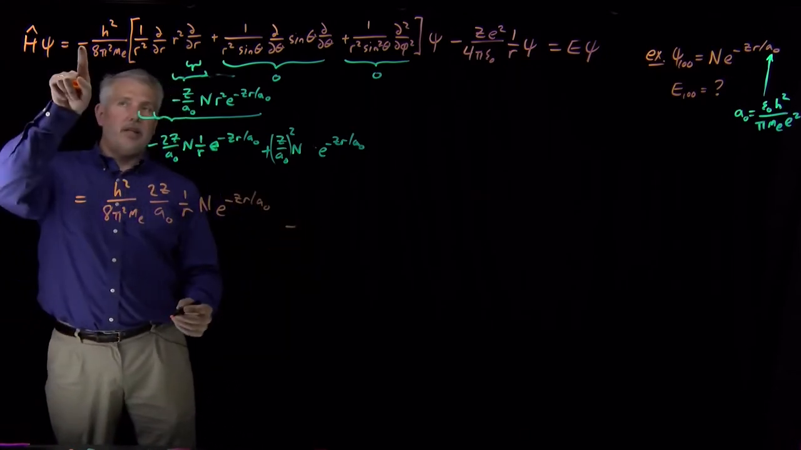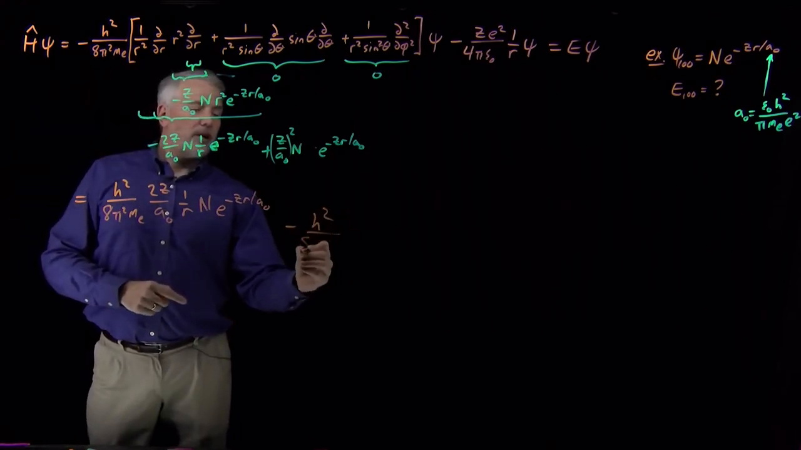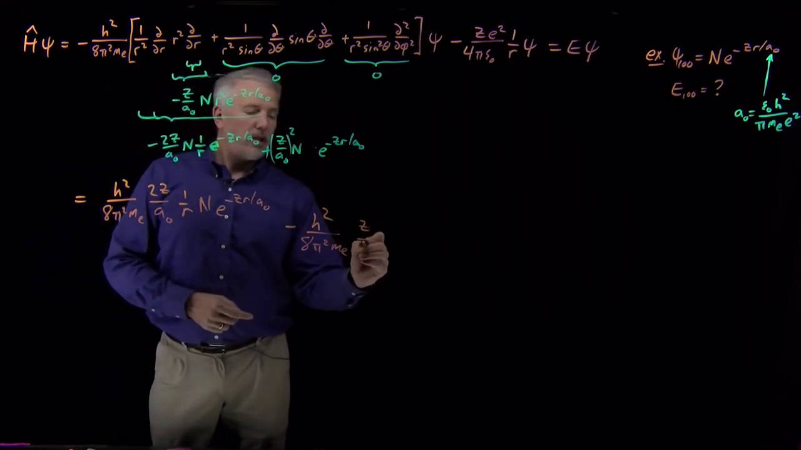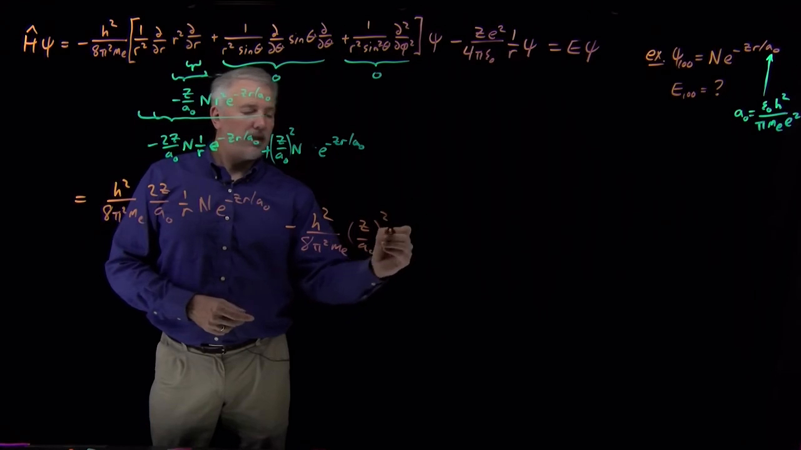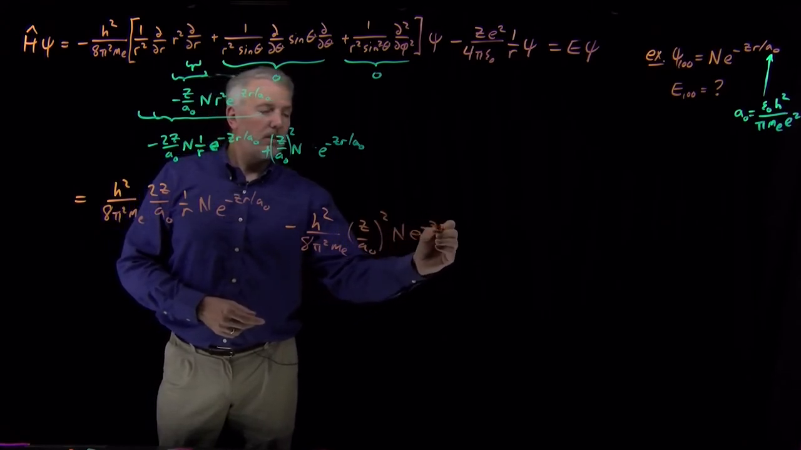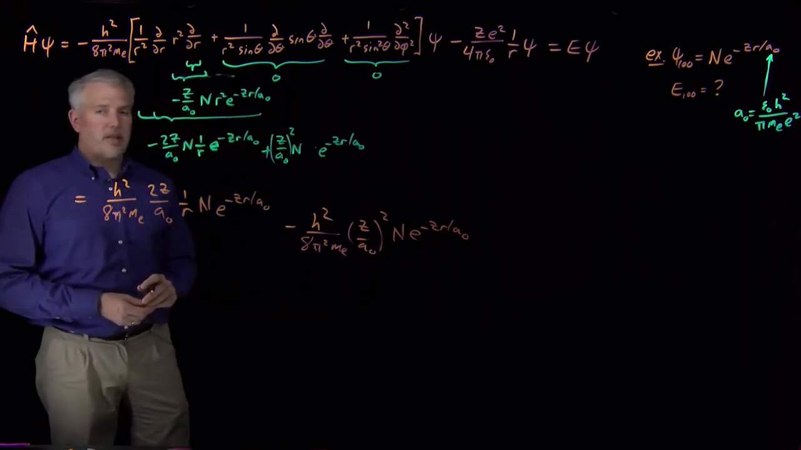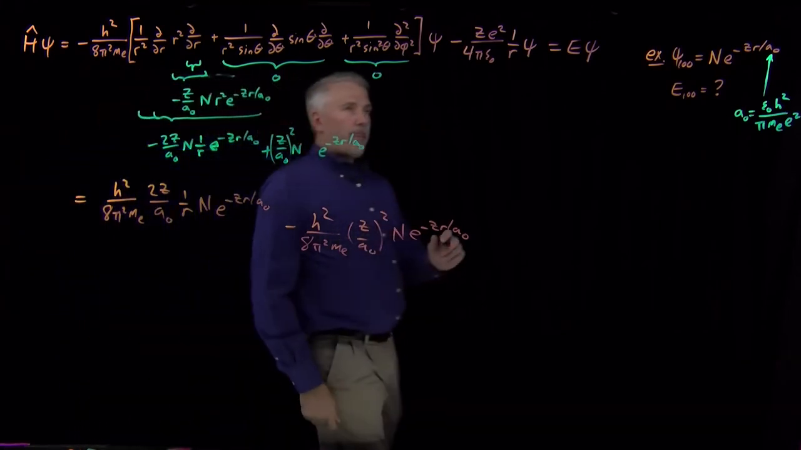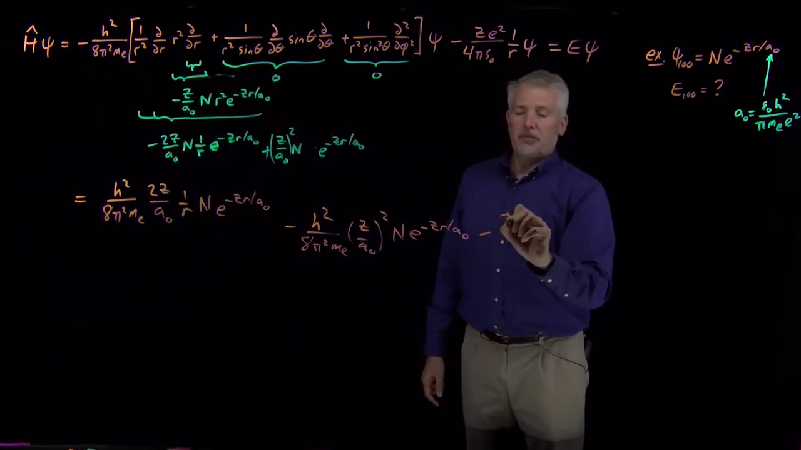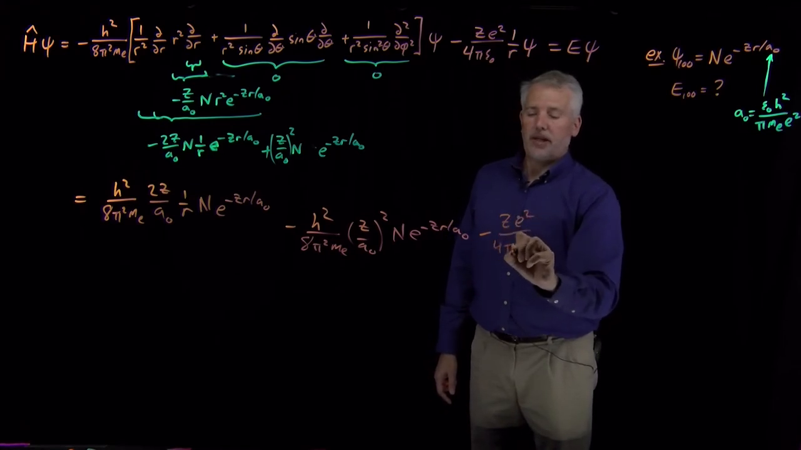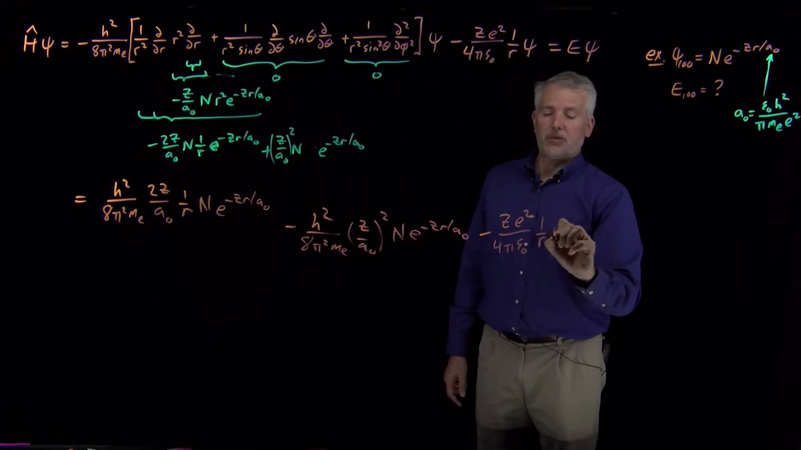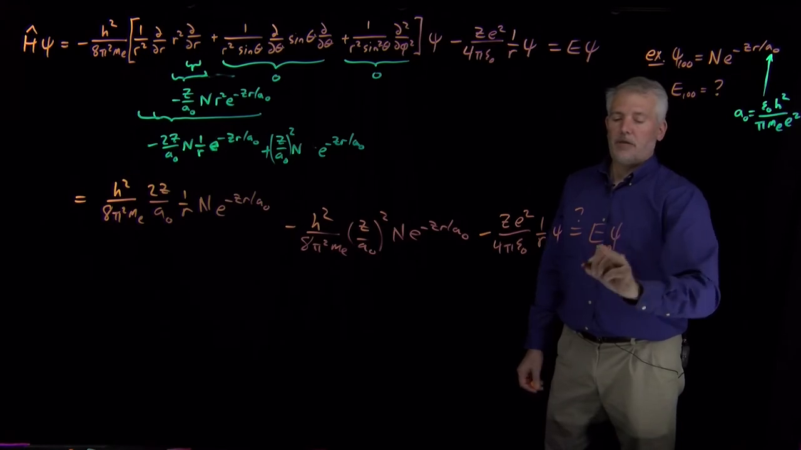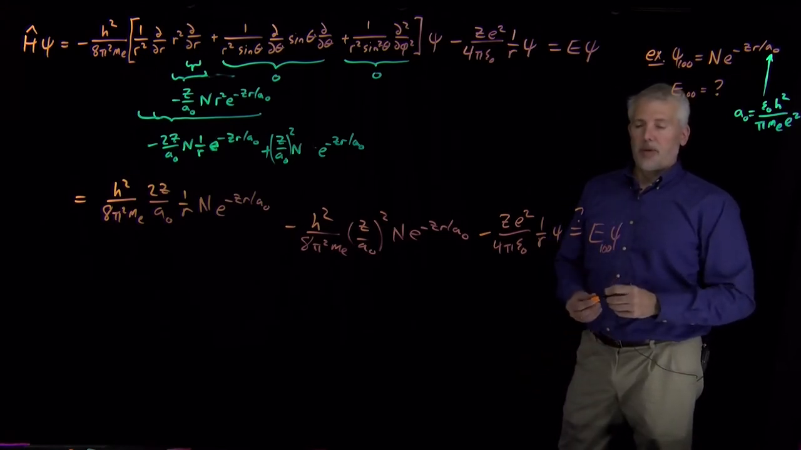I've also got the same collection of constants, h squared over 8 pi squared mass, times Z over a naught squared, times the exponential. That's the full kinetic energy term. Lastly, I can include the potential energy term, Z e squared over 4 pi epsilon naught, 1 over r, times the wave function. That should equal the energy of the 1, 0, 0 wave function multiplied by that wave function.